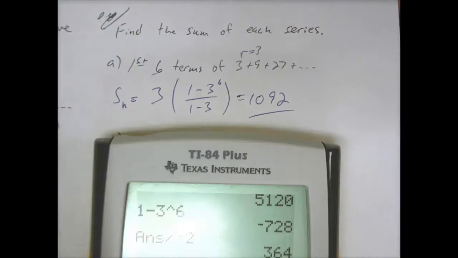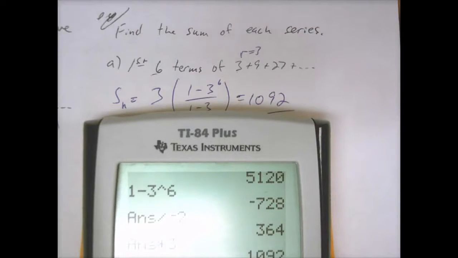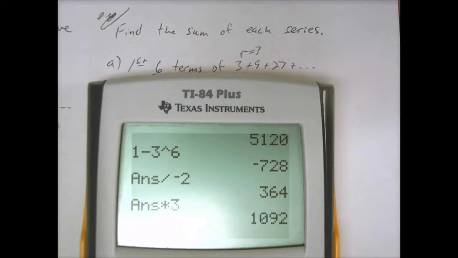I will show you what I did. What I did was 1 minus 3 to the 6th, and then I divided that by negative 2, because 1 minus 3 is negative 2, and then I multiplied that answer by 3.